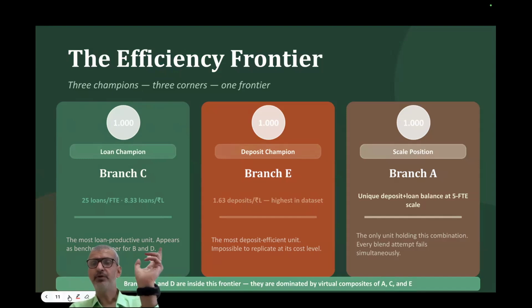So this doesn't work. What we come to finally is branch C is the loan champion because it has 25 loans per FTE and 8.33 loans per rupee lakh. Branch E is the deposit champion and branch A is the scale position because it has a unique deposit plus loan balance and no other combination can beat it. Simultaneously, it can't be beaten.